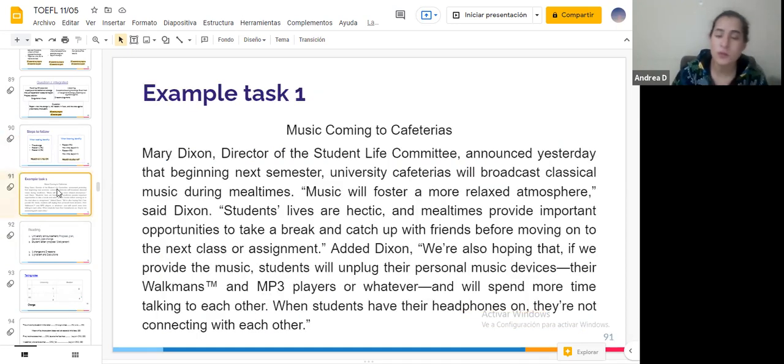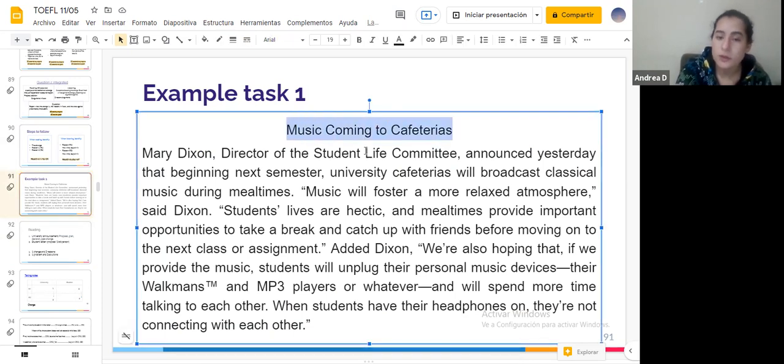Now, if you guys want some tips, when you're reading, the first thing you always do is read the title and take some notes. And why? Because that's usually the change. Okay, so just by reading the title, you already know what the change is or what's going on campus. So for instance, here we have music coming to cafeterias. So it'll probably be something about that.